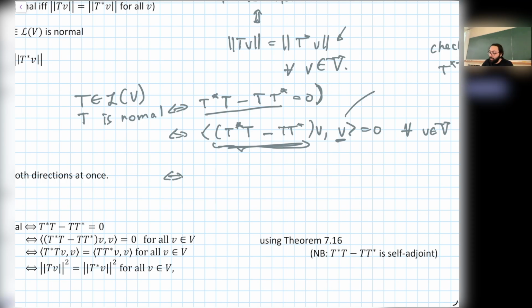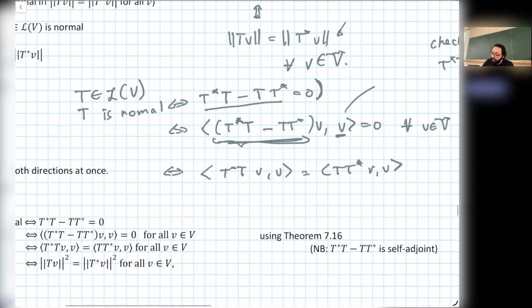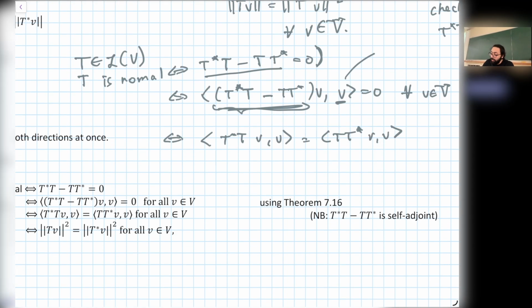Fine. Okay, now let's expand this further. So we would have the inner product of T star T V with V is the same as the inner product of T T star V with V. It's just linearity, right? So we're just expanding it. And now what can we write this as? We can write it as the norm of T V squared. Why is that? Why is the last step true?